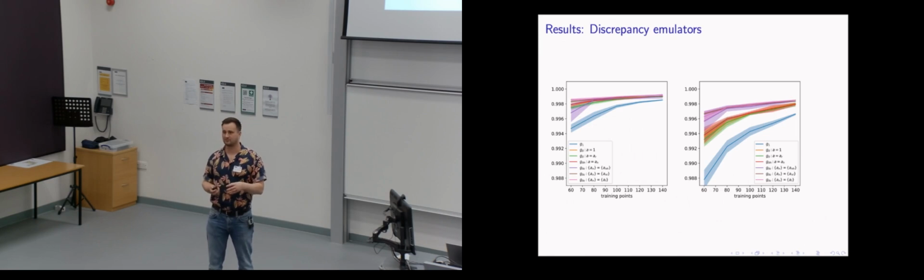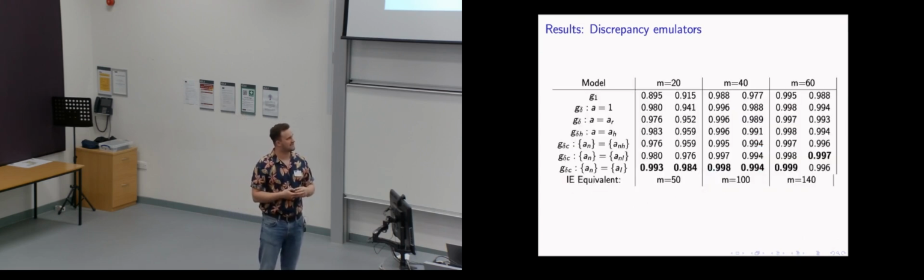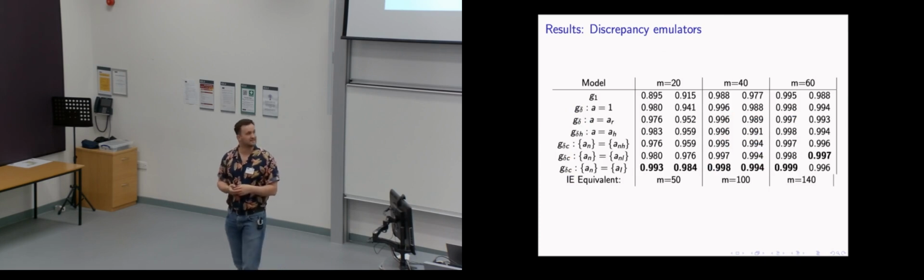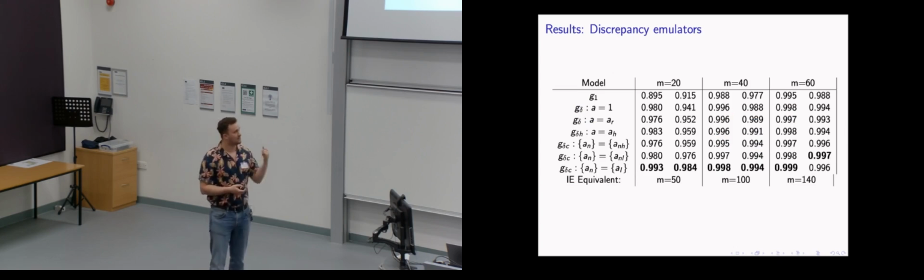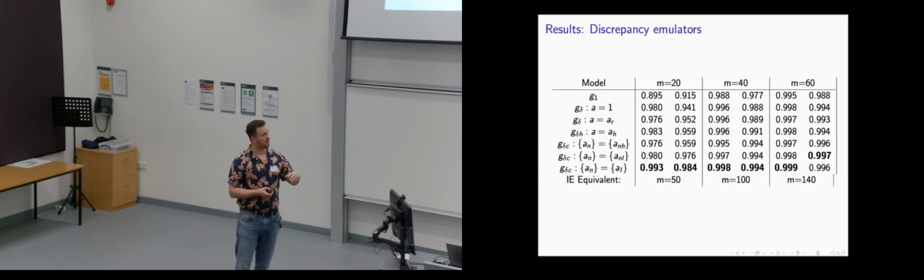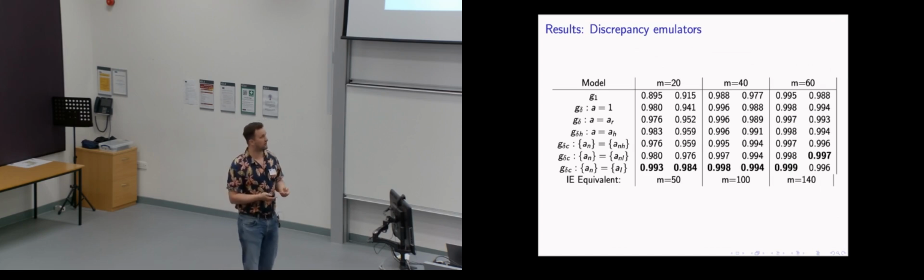What we actually care about is whether or not this is doing better depending on how many training points we give it. So here we are at m equals 20, m equals 40, and m equals 60 training points. And you can see that at m equals 60, we've matched the IE equivalent, that's the individual emulator equivalent performance. At m equals 60, we've matched the equivalent performance at 140 training points for the single emulator. At m equals 40, we've matched at m equals 100. And at m equals 20, we've matched at m equals 50. So we're essentially more than halving the number of training points we need to achieve a similar accuracy to individual emulators.